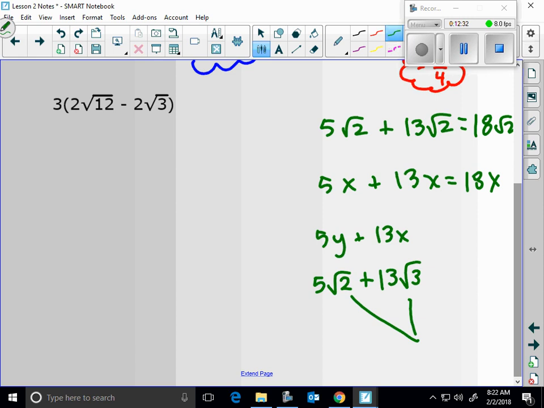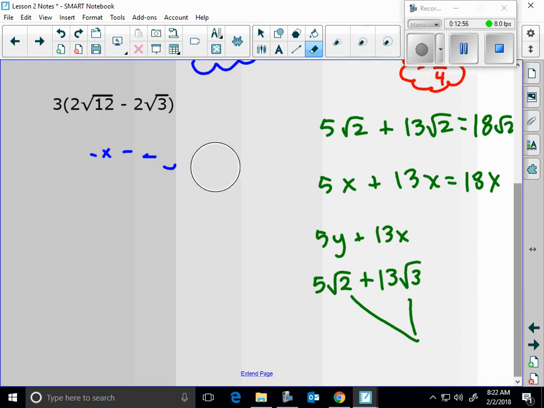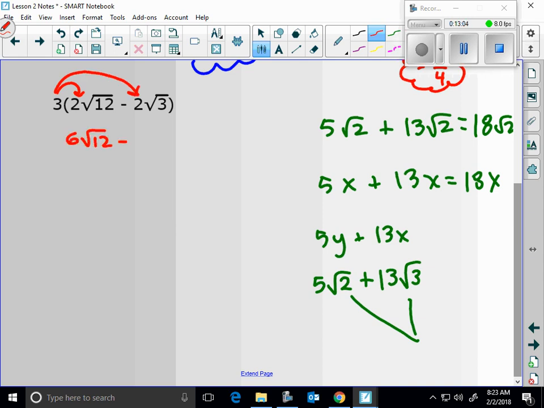With me? So let's do some maths here. If I distributed 3 to 2x minus, I don't know, 2y, what would I get? 6x minus what? 6y, right? I'm just using the distributive property of multiplication. So in this problem right here, I'm taking 3 and distributing it to both of these terms. So that'd be 6 root 12 minus 6 root 3. Are those compatible? No, not yet.